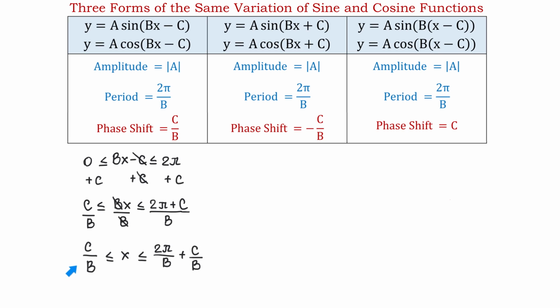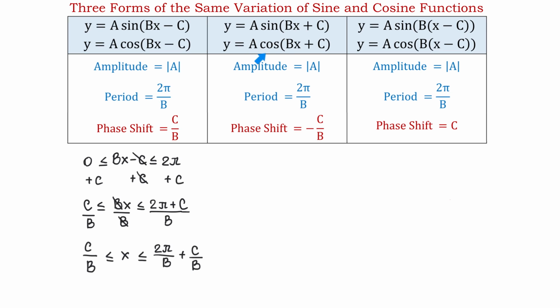Then here, c over b represents the x-coordinate where the cycle begins, and that's why the phase shift is c over b. And this is the x-coordinate where the cycle ends. It is the sum of the period and the phase shift.